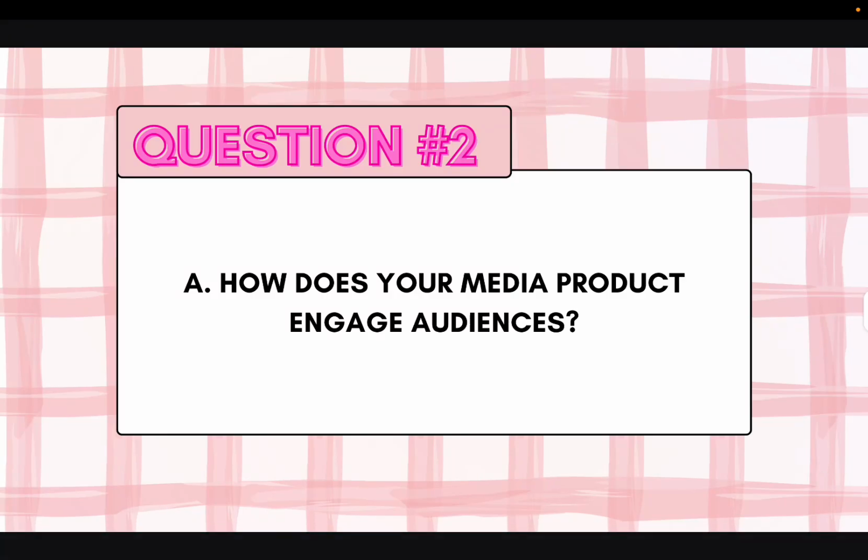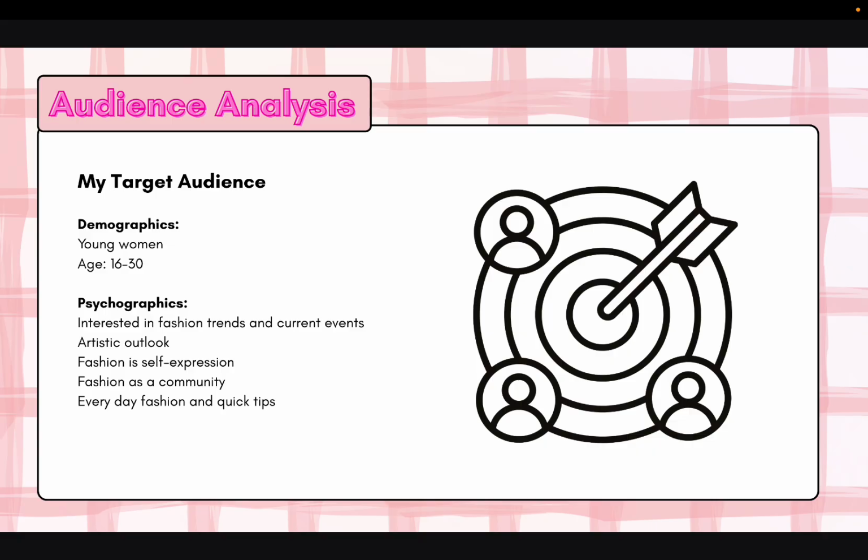Question 2, Part A. How does your media product engage audiences? So, my main target audience is women, especially ages 16 to 30. My psychographics are that they are interested in fashion trends and current events, they have an artistic outlook, they think fashion is a way of self expression and that fashion could be a community, and they prefer quick tips and everyday fashion over more complicated concepts.